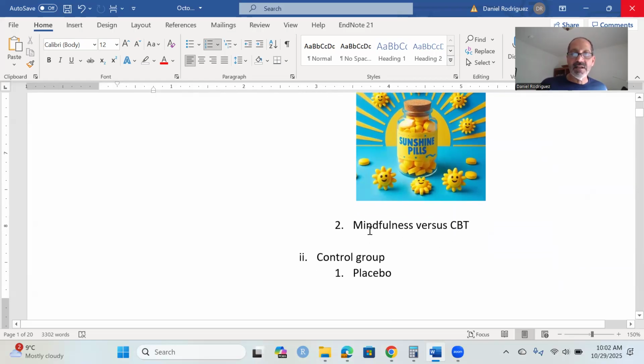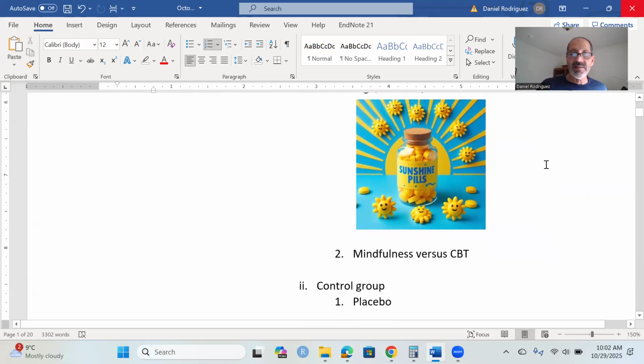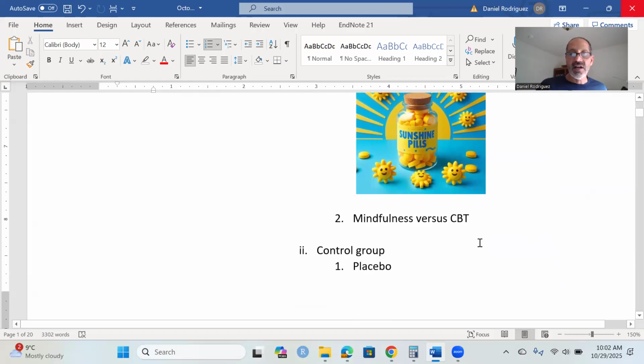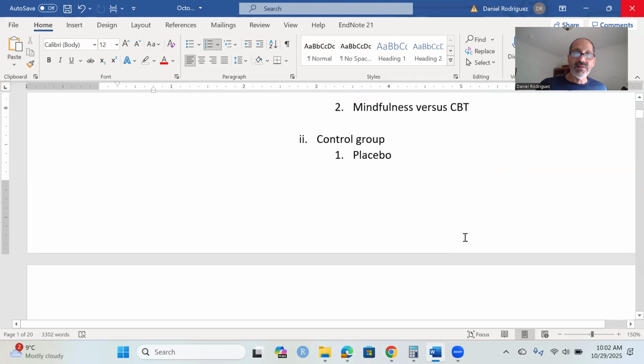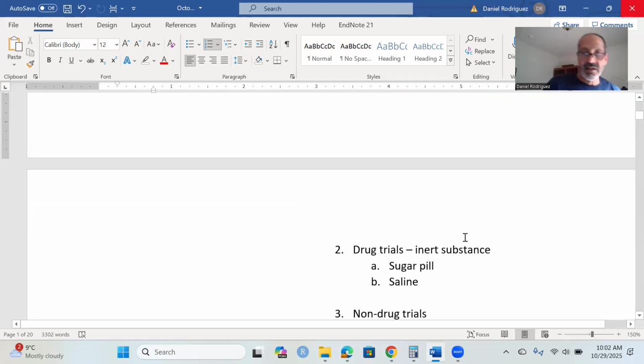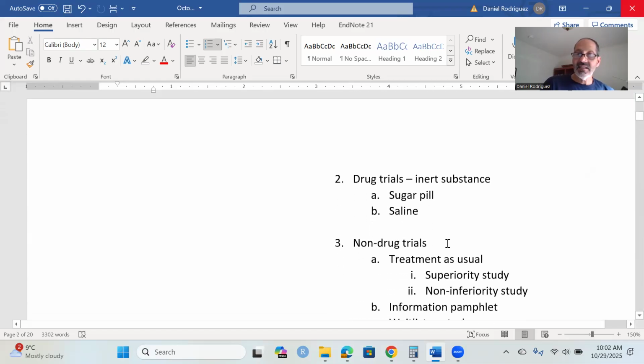Another example, in terms of something that's not a drug, would be something like mindfulness versus cognitive behavioral therapy for the treatment of anxiety. You will always have a control group of some sort. For drug trials, the control group is something like a sugar pill, or it could be saline. It's something that's inert, an inert substance.